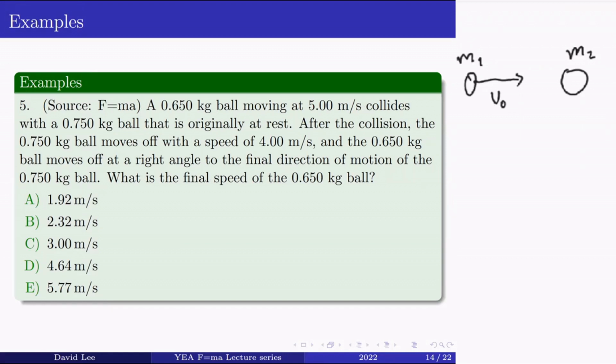Okay. And after the collision, the M2 ball moves off with a velocity of 4 meters per second, but we don't know what the direction is. And we know V2. So now the question's asking us, we also know that V1 went in a perpendicular direction. So what would that look like? Basically perpendicular to this, I guess. This would be V1. We just want to find V1.